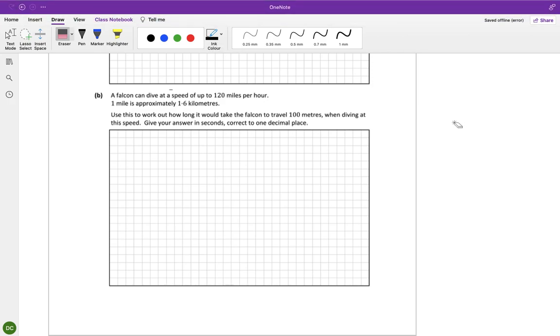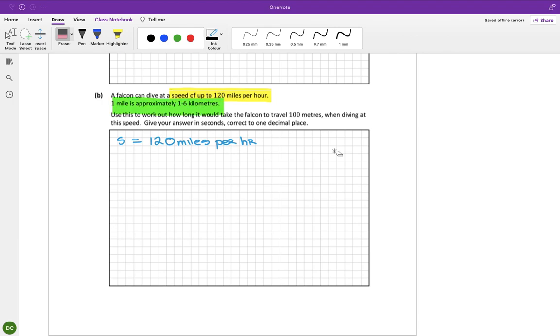Okay, I just wanted to do this because I know a few people were finding it a bit tricky yesterday. So, a falcon can dive at a speed of 120 miles per hour. Okay, so that's a speed. So, speed equals 120 miles per hour. Now, it also tells us that 1 mile is 1.6 kilometers.